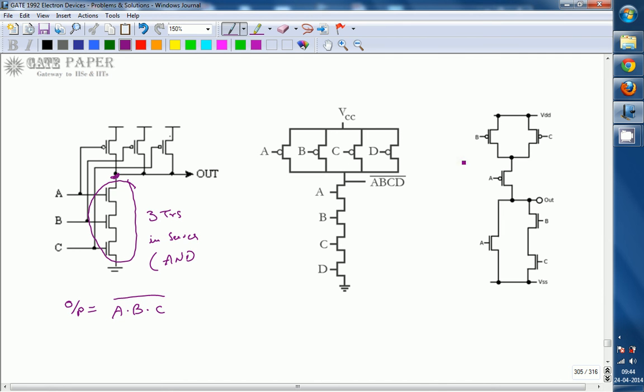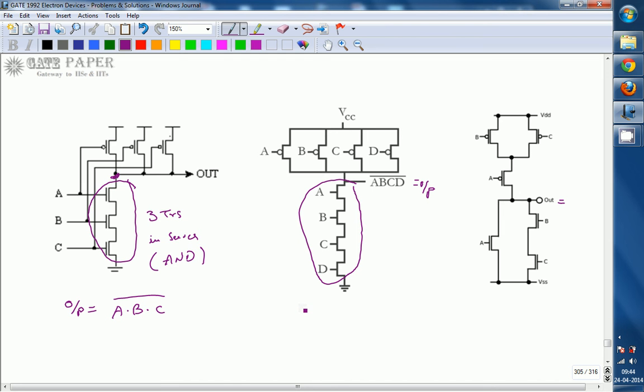Next, here you can directly write the output. There are 4 transistors in the pull down network, because the output equation is nothing but this one. All are in series, so A into B into C into D, AND operation is taking place, so the output is ABCD bar. Can you specify what the output is for this one?